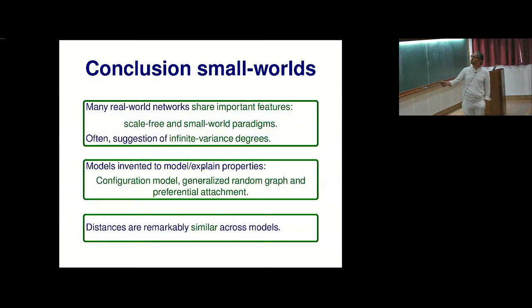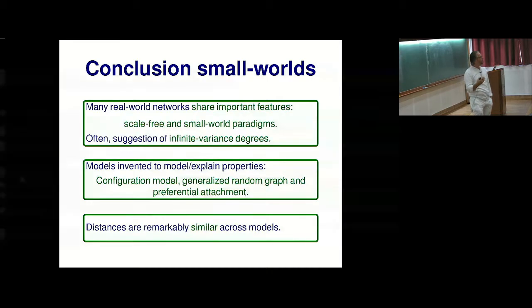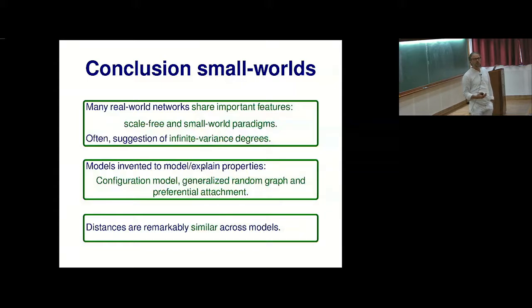So we've seen many real networks that share important features. I've started with this, and there's often a suggestion of infinite variance degrees, and one of the things that we see is that these infinite variance degrees play a profound role in the network structure. In these infinite variance degree models, you tend to see distances that are ultra small, as they're called. Small is logarithmic, ultra small is smaller than that, and in this case it's even doubly logarithmic.